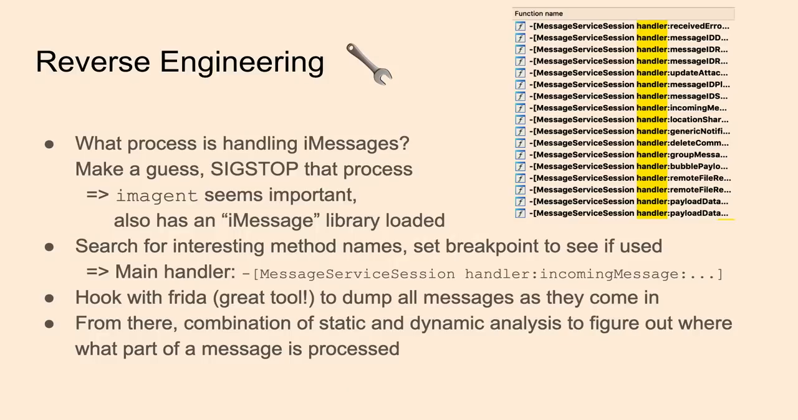Okay, but before we get to exploiting, of course we need a vulnerability, and for that we need to do some reverse engineering. So I want to highlight a bit how we approached this. The first question you might be interested in is what daemon or what service is handling iMessages. One easy way to figure this out is to make a guess. You look at your process list on your Mac. The Mac can also receive iMessages. You stop one of these processes, and then you see if iMessages are still delivered. And if not, then probably you found a process that's somewhat related to iMessages.